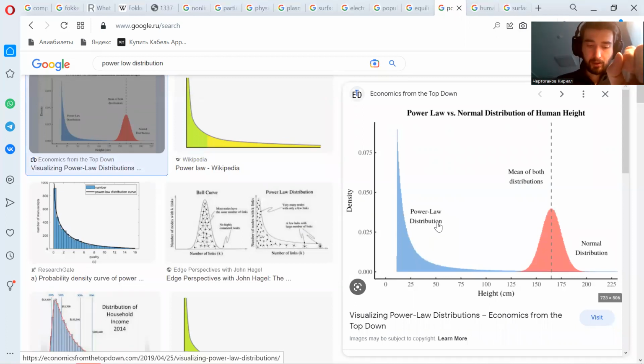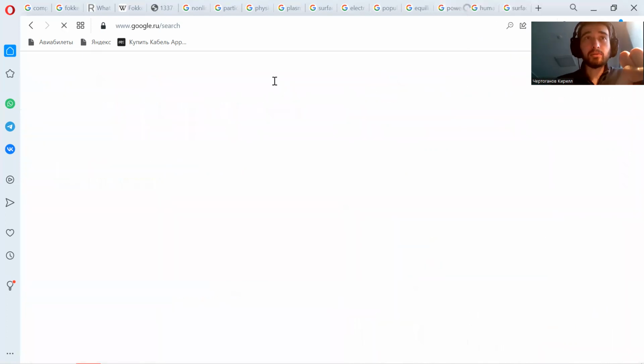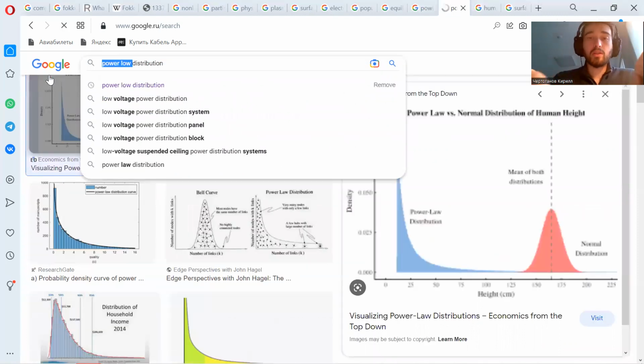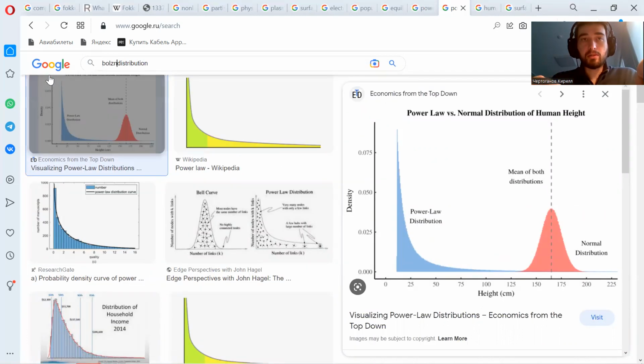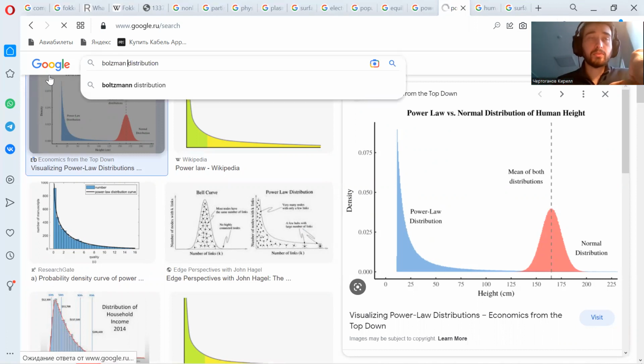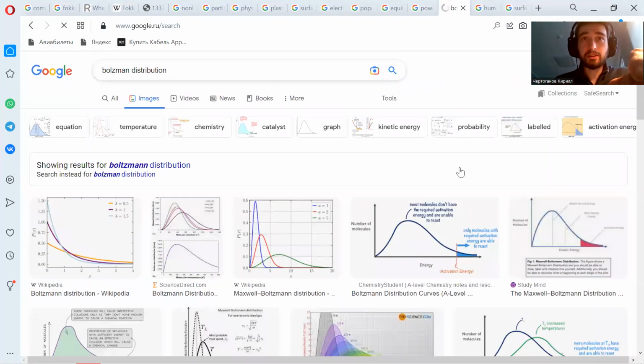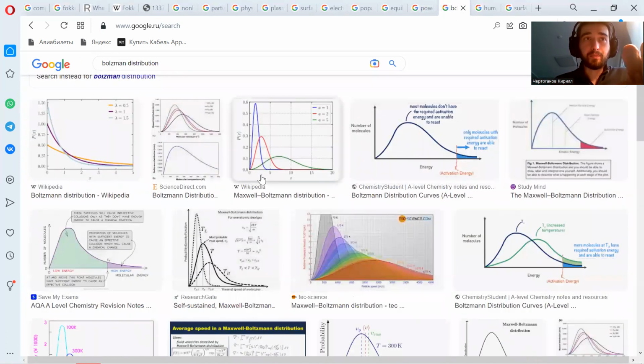Also, we have distortion of Boltzmann distribution. And what is Boltzmann distribution? I will show you. Boltzmann distribution is also interesting. Looks like this. Quite similar. And we will study possible asymptotic behavior of systems such as approach to stationary distributions.